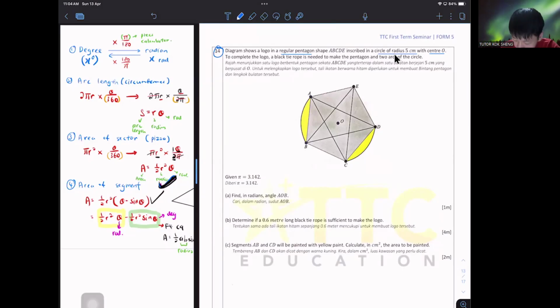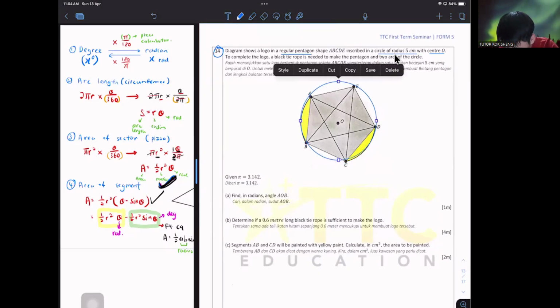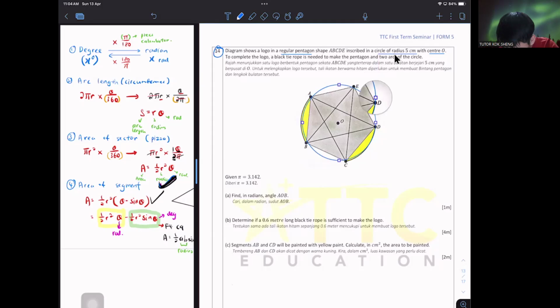Okay, let's see here. We have a circle, center O. It's a circle, center O. Inside you have a regular pentagon. So regular pentagon, you will have a lot of info, of course.